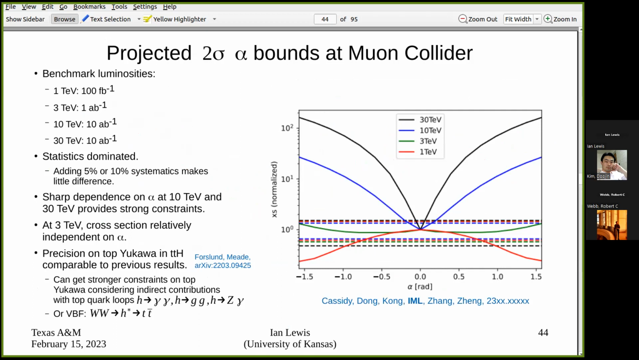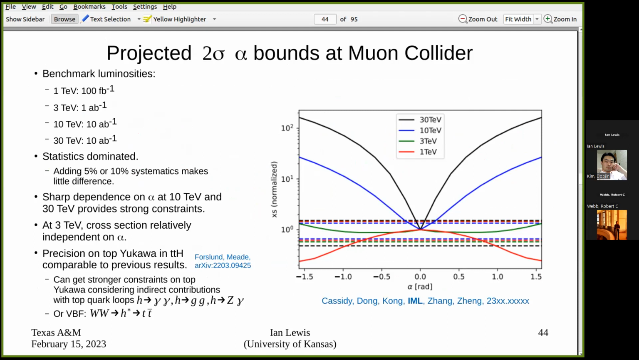This is the CP violating angle. I can measure the cross section to about 50%, but then these are the predictions of this cross section with the CP angle at the different energies. So you can see at 30 TeV, I can measure the cross section to 50%, and I can bound the angle to about 3 degrees.